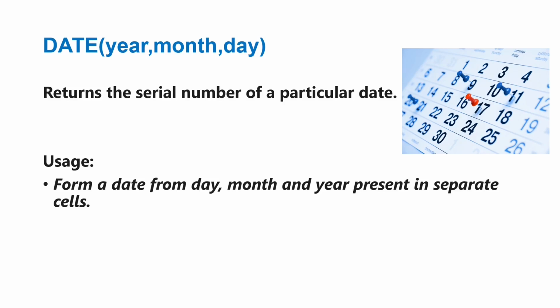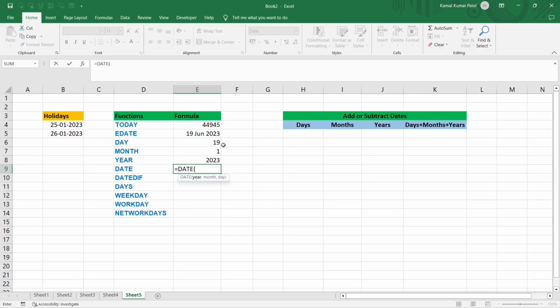This function returns the serial number of a particular date, and the parameters are year, month, and day. So we need to provide the year, month, and day: equal to DATE. Now we have already got this day, month, and year, and we'll pass these values as the parameters. So in year we'll give this year, comma, month, comma, day, and it shows 19th January 2023. So if we have day, month, and year in separate columns, we can form the date using this function.